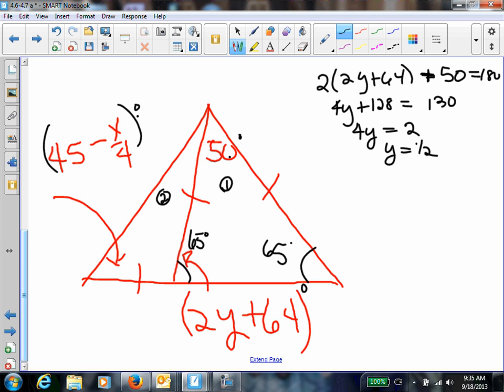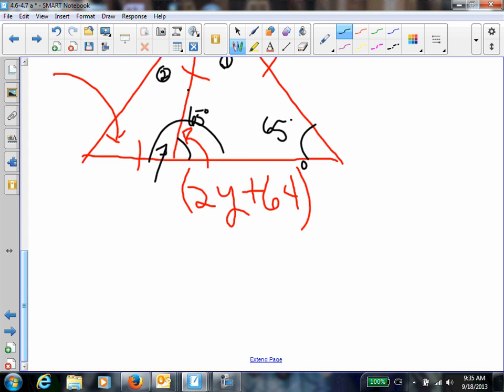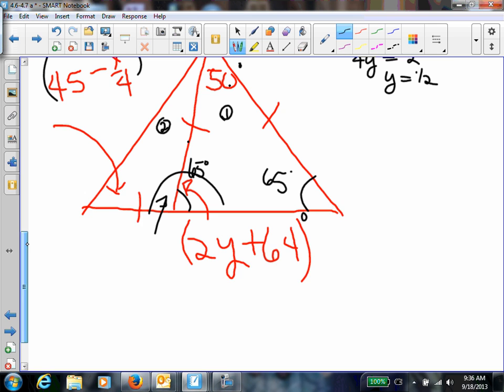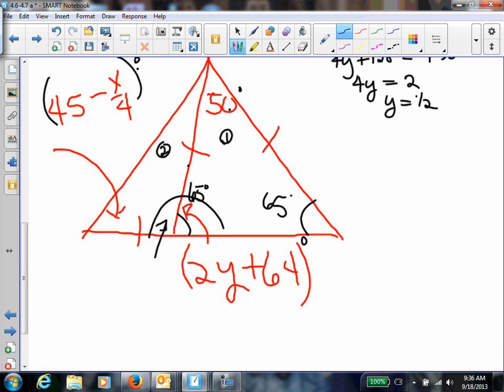All right, so we have to remember that we need to work our way inside a triangle. So we have a linear pair here. If this is 65 on the right, then this little part, which I didn't say I needed to know, but sometimes you have to find extra information, this side is going to be 180 minus 65, which is 115 degrees.